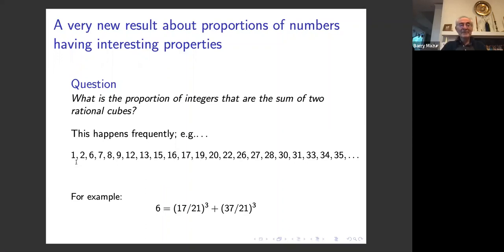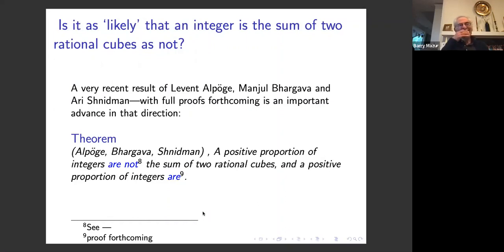One, of course, is 1 cubed plus 0 cubed, so that doesn't count. 2, similarly. 6 begins to be interesting. There it is. Is it likely that an integer is the sum of two rational cubes? As not. Now, a very recent result of Alpoge, Bhargava, and Shnidman, and there are full proofs forthcoming.